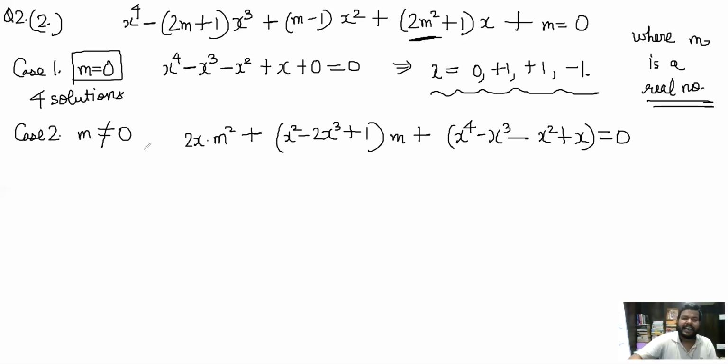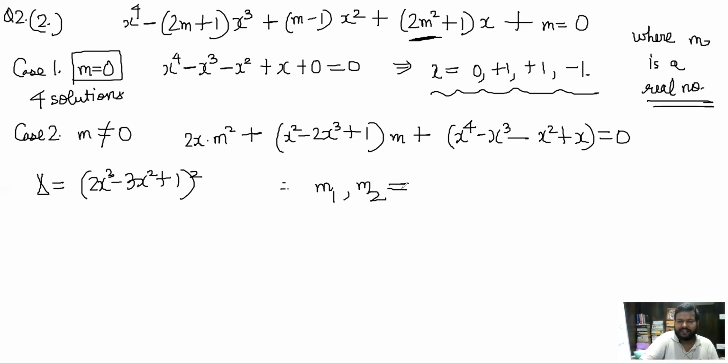This is a quadratic in m. It is very easy to show that the discriminant of this quadratic comes out to be 2x cube minus 3x square plus 1 whole square. And therefore, the roots of the quadratic can be called m1 and m2, and you use the quadratic formula and you will get the roots as x square minus x, comma, x square minus 1 by 2x. These are the two roots that come for m.